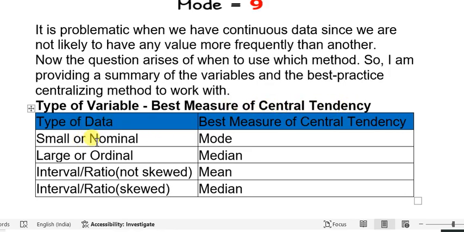Types of data: small and normal, nominal, the best measure of central tendency is mode. Large and ordinal, median. Interval ratio not skewed, mean. Interval ratio skewed, median.